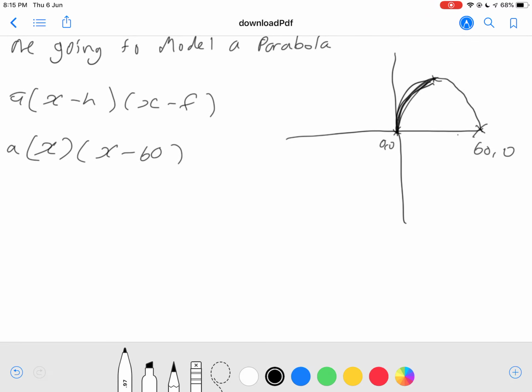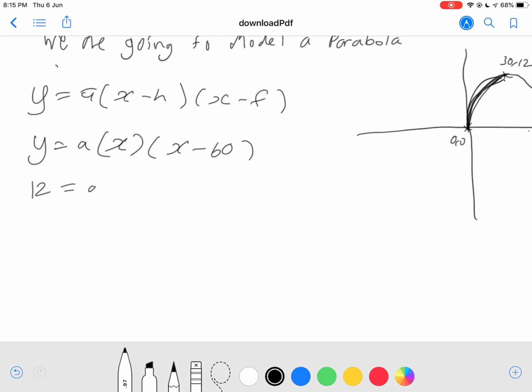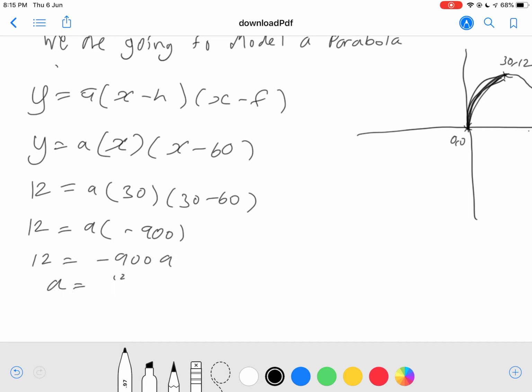Now we're going to substitute the vertex point. That point should be 30, 12. So at the middle of the bridge, the x value is 30 meters. We're going to say that 12 equals a times 30 times (30 minus 60). So 12 equals a times negative 900, 12 equals negative 900a. Therefore a equals 12 divided by negative 900. So your equation will be y equals negative 12 over 900 x (x minus 60).